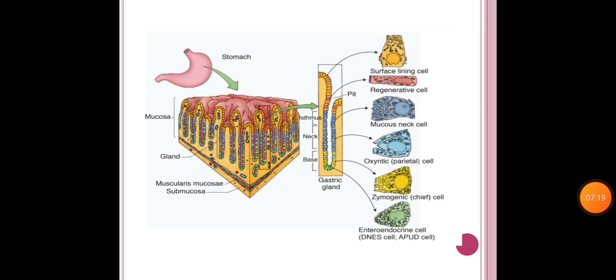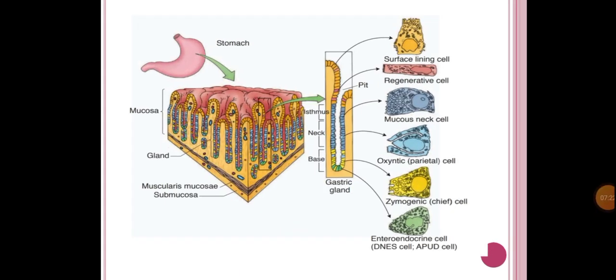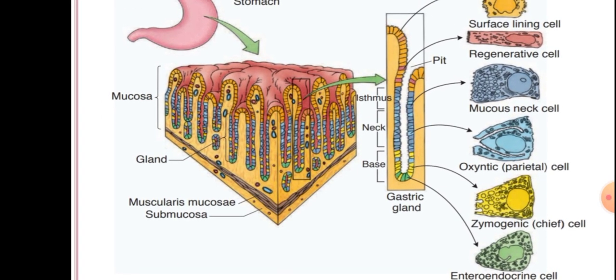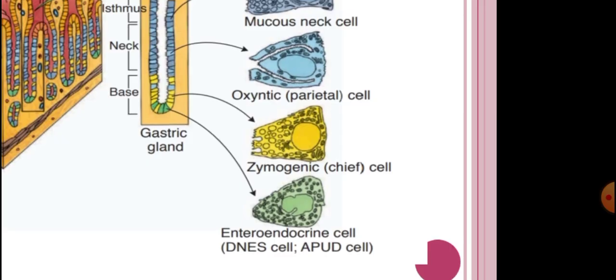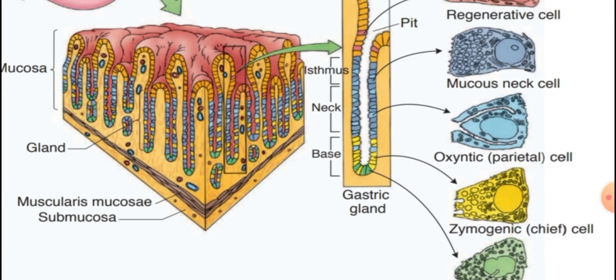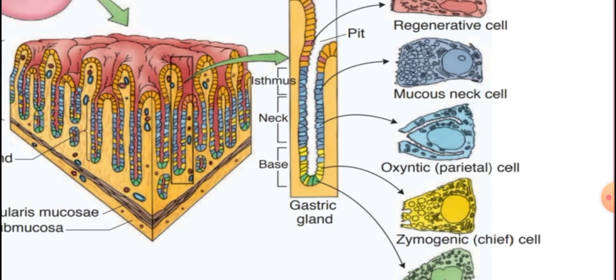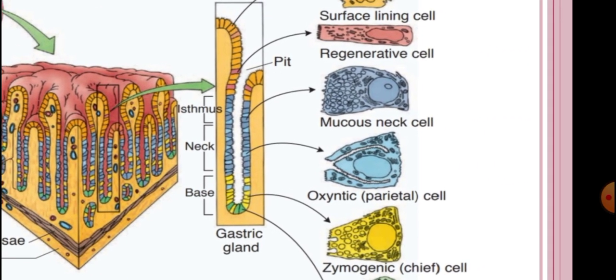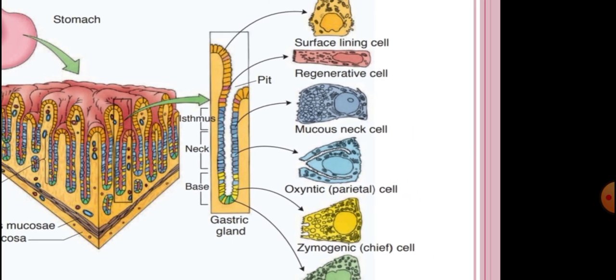So again here, this is a more clear diagram. You can see the folds of mucosa, and these foldings are rugae, and there are pits, the gastric pits, which lead to the gastric glands. And the gastric glands again have a base, that is, you can see the yellowish portion of the gastric gland is the base, and there is a bluish portion that is called the neck, and the uppermost portion that is called the isthmus, and these are the various cells which are present in the gastric pits.